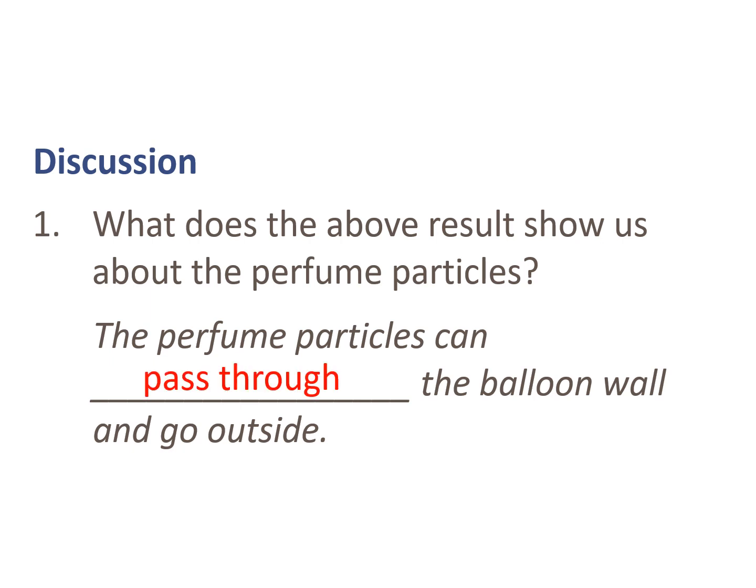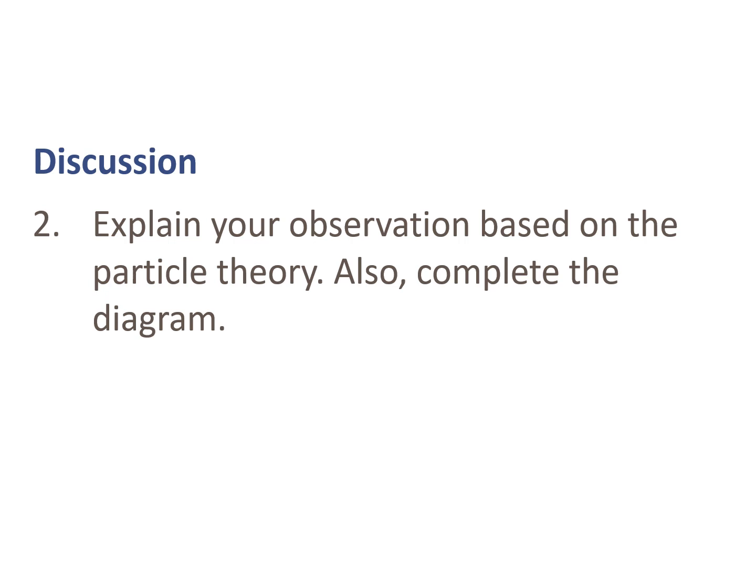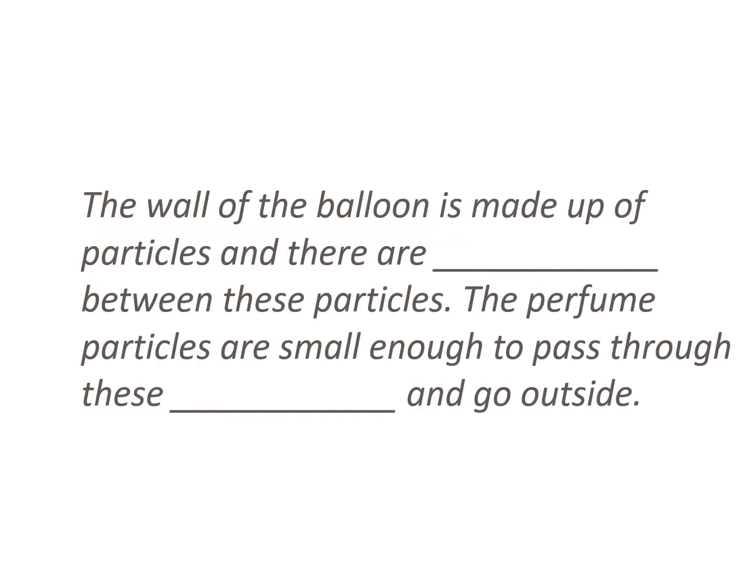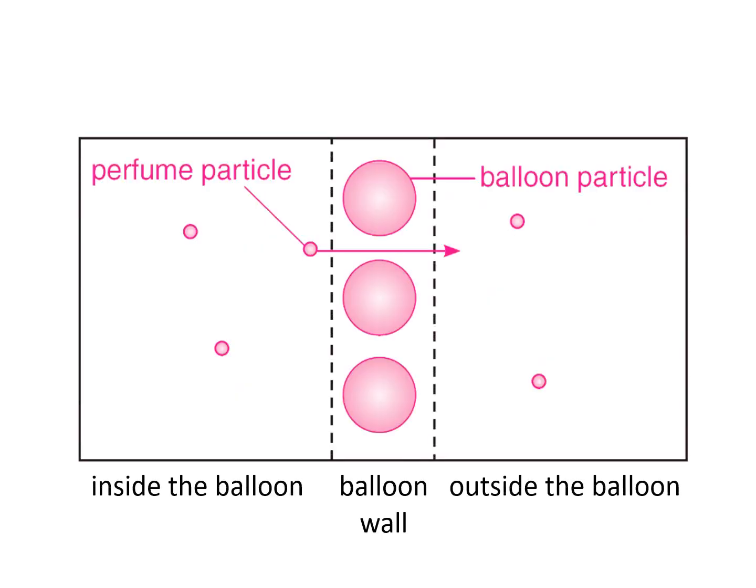The perfume particles can pass through the balloon wall and go outside. The wall of the balloon is made up of particles, and there are spaces between these particles. The perfume particles are small enough to pass through this space and go outside. In the center of the diagram, the big spheres are the balloon particles. The small spheres on the left are perfume particles inside the balloon. They are small enough to pass through the space between balloon particles and go outside the balloon.